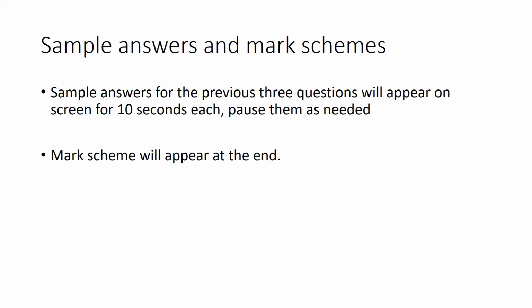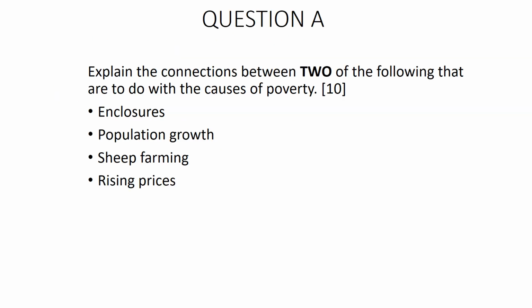You will now see 3 practice questions, followed by 3 sample answers, and then your mark scheme. Explain the connections between two of the following that are to do with the causes of poverty. Enclosures, population growth, sheep farming, and rising prices.